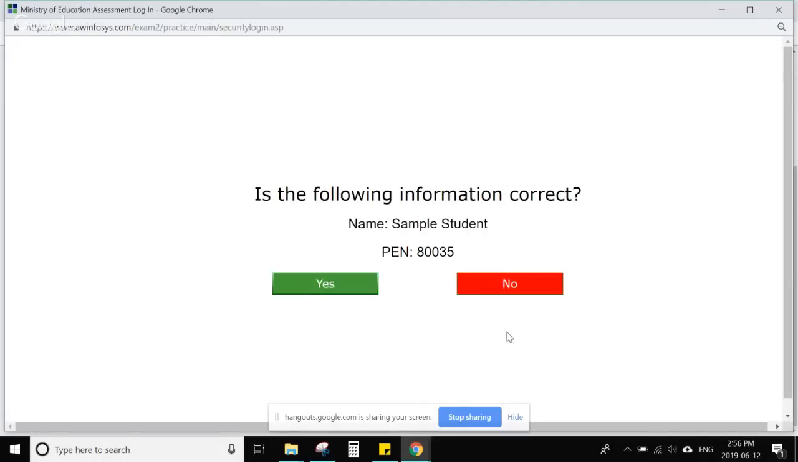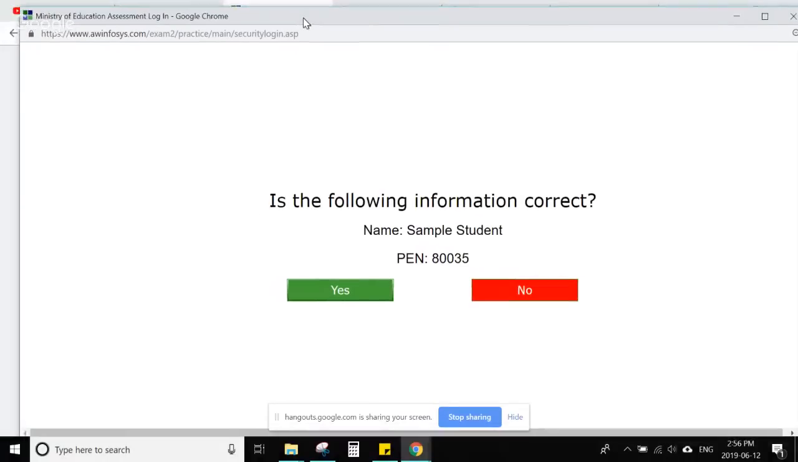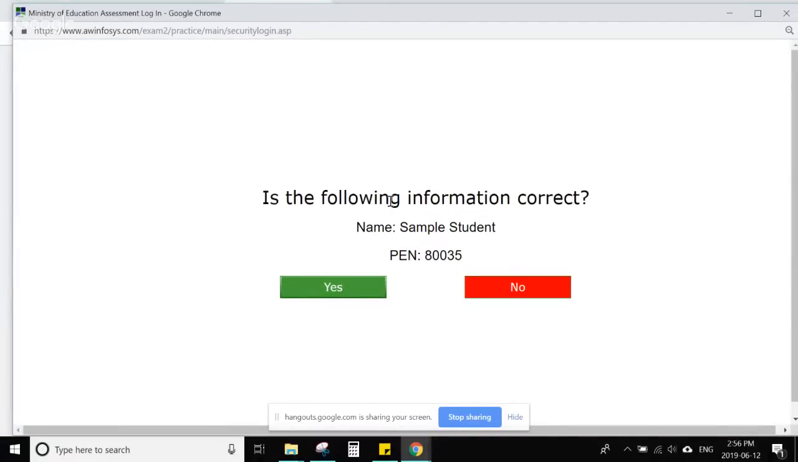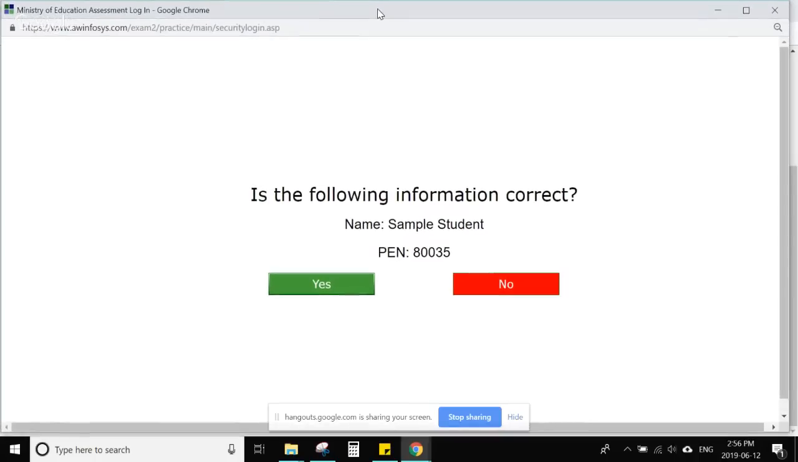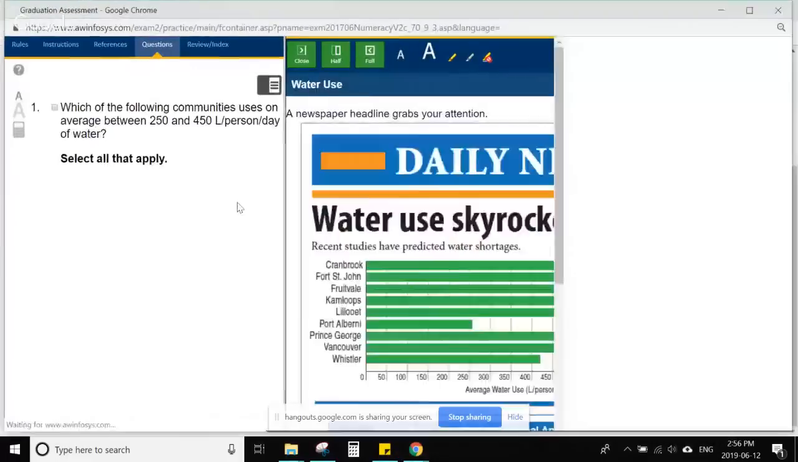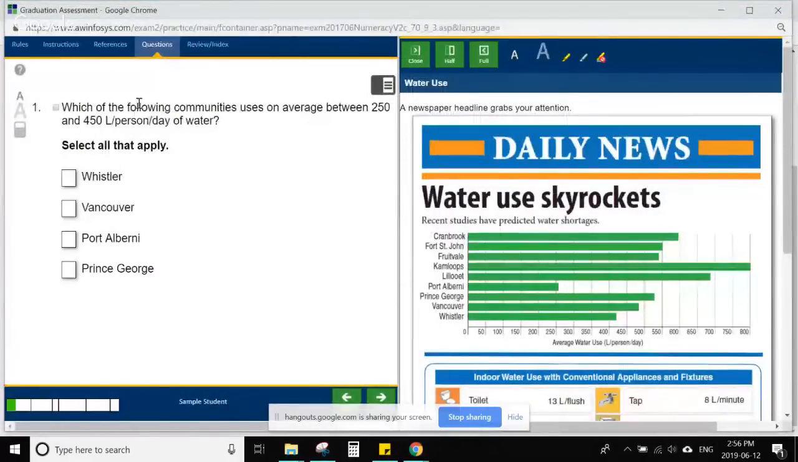Once you click log in, a window will pop up. If it doesn't pop up, that means that there's something wrong with your computer settings, and you can look on the computer settings to see if there's something that needs to be changed. Usually there's a pop-up blocker in place. So it asks you if the following information is correct. I am a sample student with a random PIN number. That information doesn't need to be correct for today, but on your real exam, you definitely want your name to match. You definitely want your PIN to match. Otherwise, your mark isn't going to get sent to you later in the day or a couple weeks down the road. Usually it takes about 3 weeks before the marks are released.